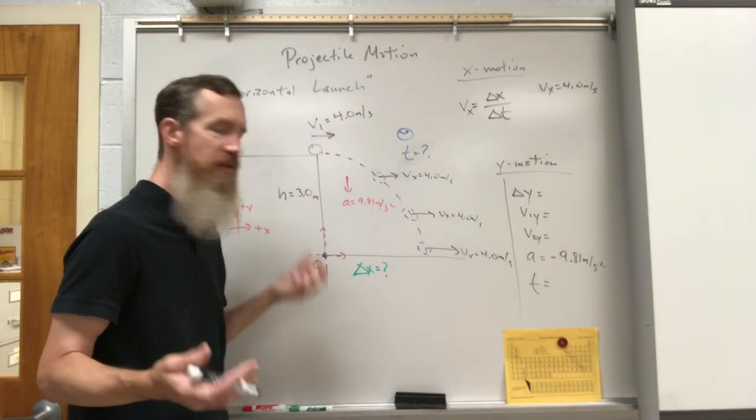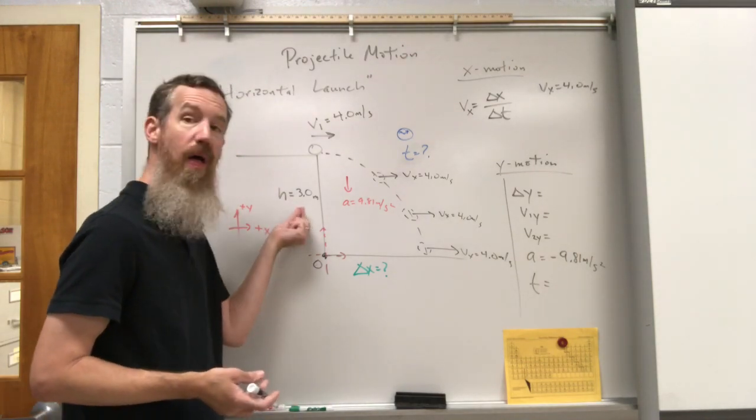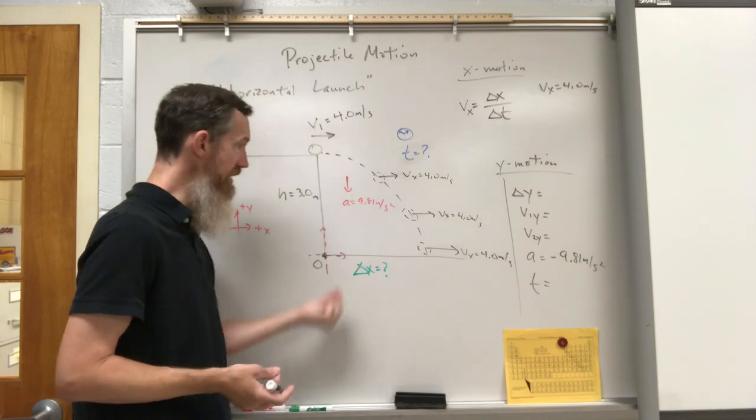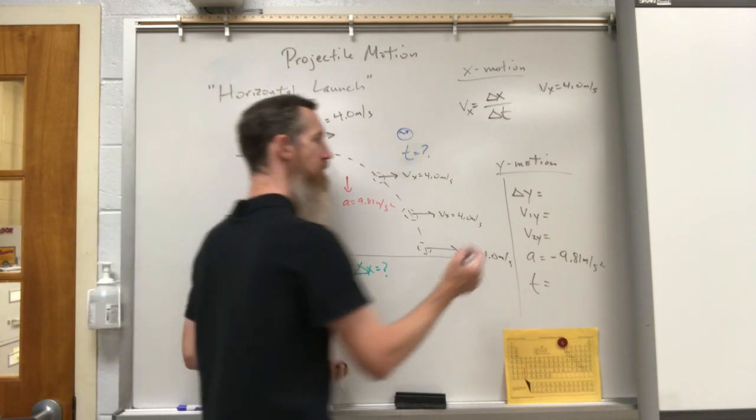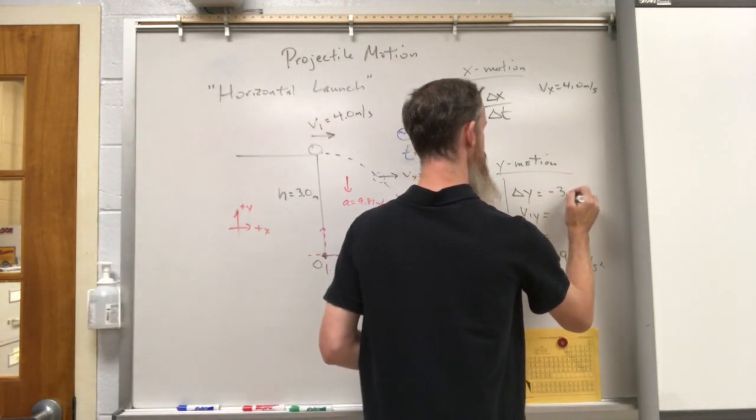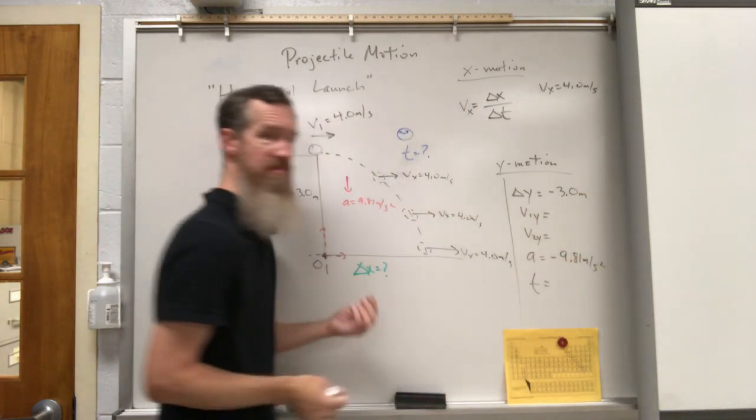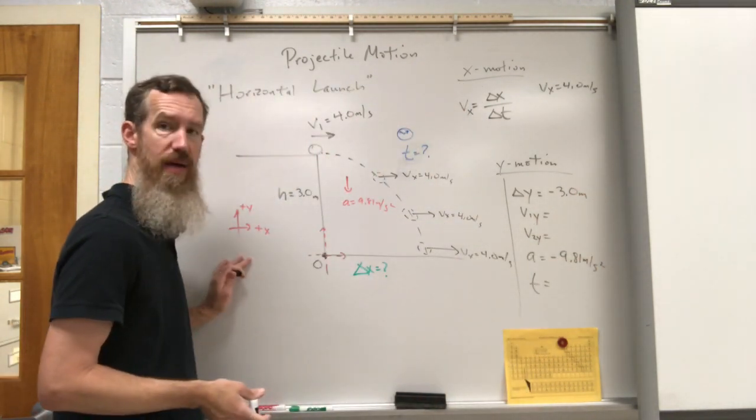Okay. Well, in this problem, we know some information. We know we fell 3 meters. We went straight down 3 meters. Okay. Well, that means that delta y is minus 3.0 meters, right? Because moving downward is going to be negative.